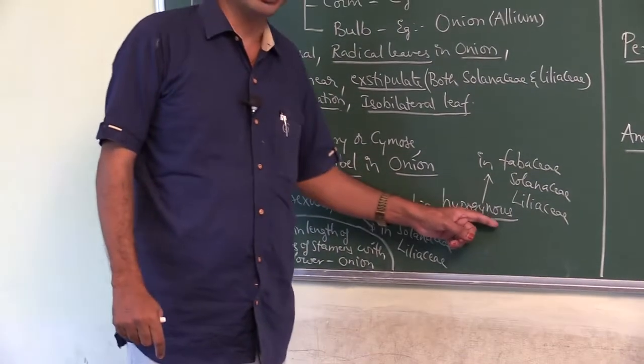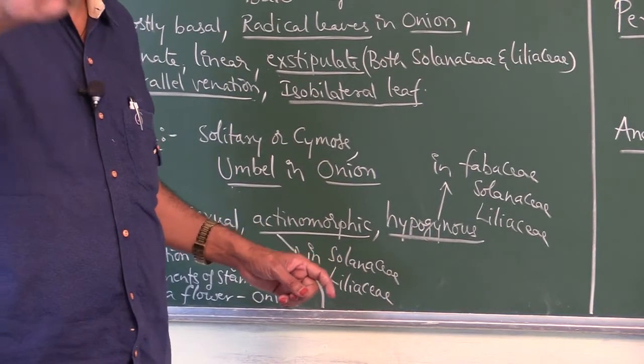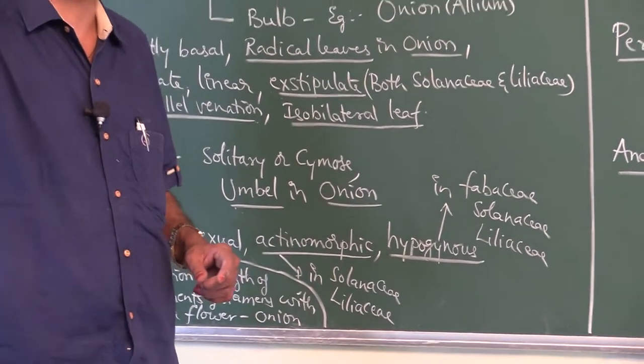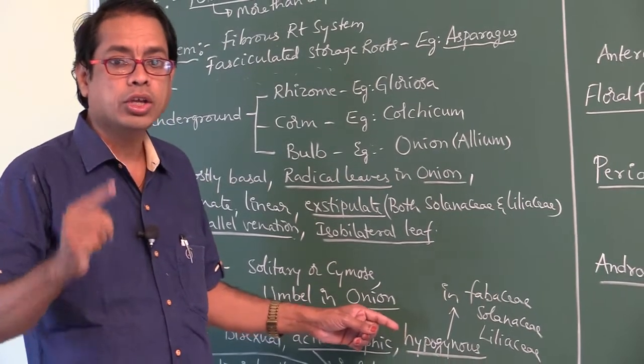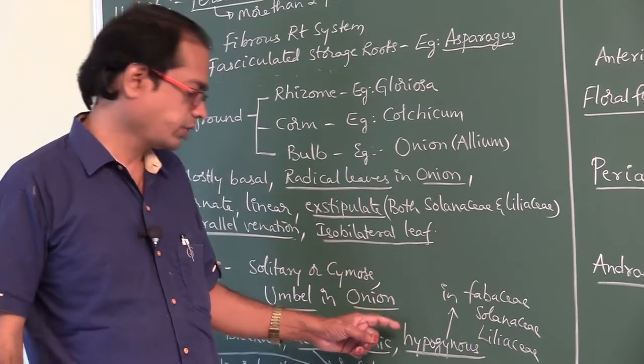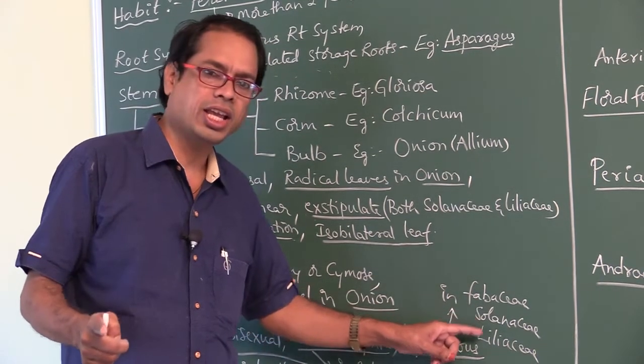Next, hypogynous. Hypogynous means the thalamus is conical or convex in shape and the gynoecium is at the highest position on the thalamus. Hypogynous means what type of ovary do you find? Superior ovary is present. Hypogynous flowers are found in Fabaceae, Solanaceae, Liliaceae.